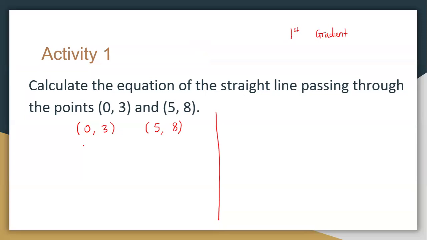Yes, so we mark them with x1, y1, then x2, y2. Very good. Then we go to the other formula we had the other time. Gradient is equal to y2 minus y1 divided by x2 minus x1.